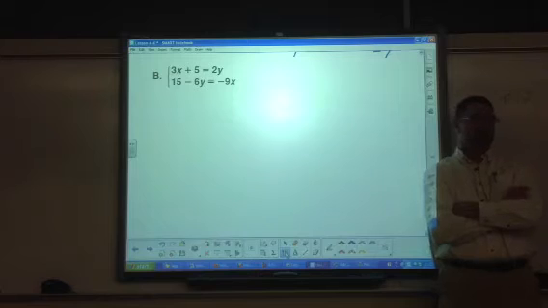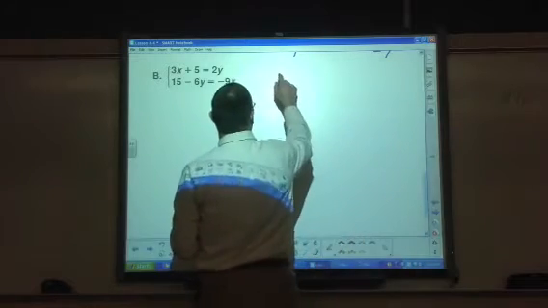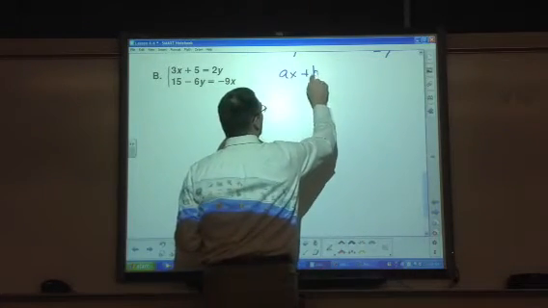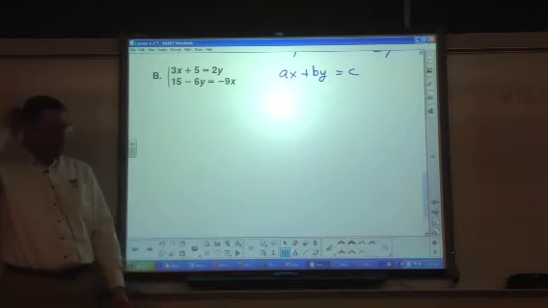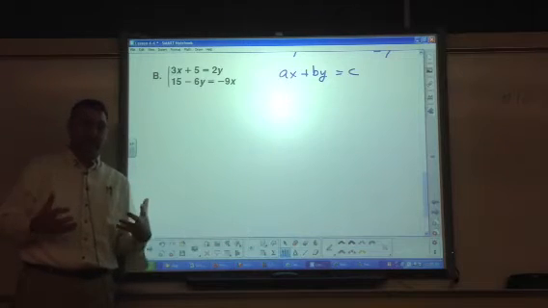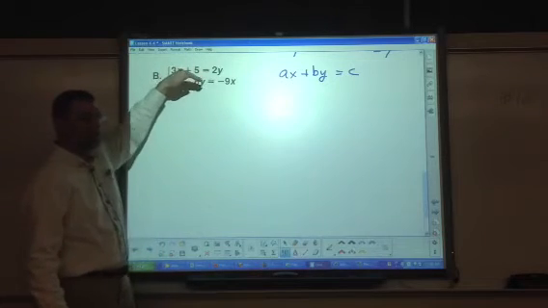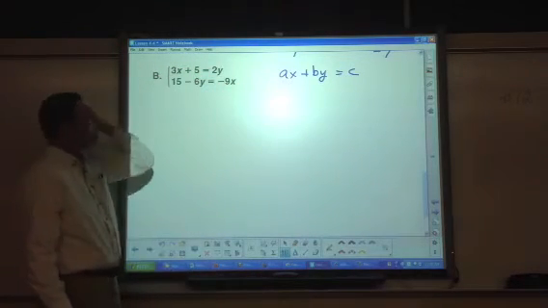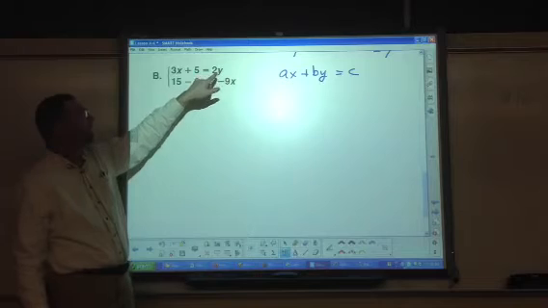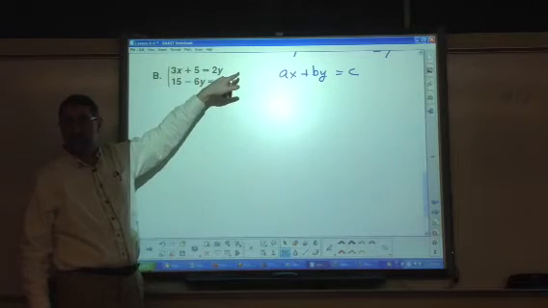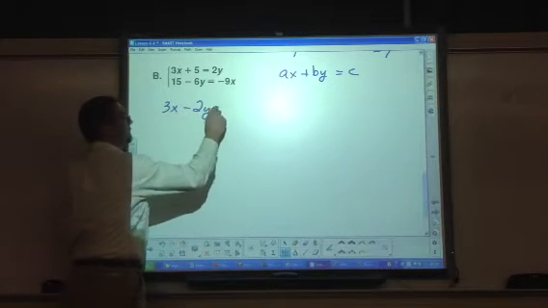Okay. So they're not in the right order, correct? Because it has to be written ax plus by equals c. They have to be in that order. If they're not in that order, then you can't do it using Cramer's rule. So the first thing I've got to do is move things around so it's in the right order. So I need to subtract 2y in the first equation, and subtract 5 to get to the other side. So we have 3x minus 2y equals negative 5.